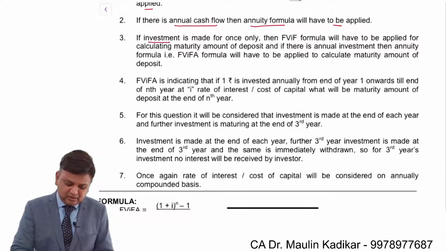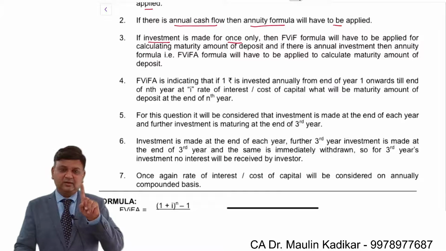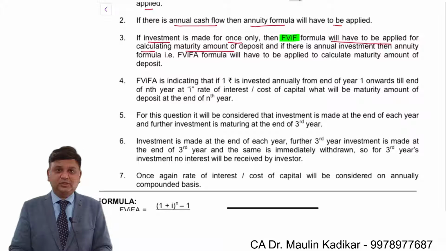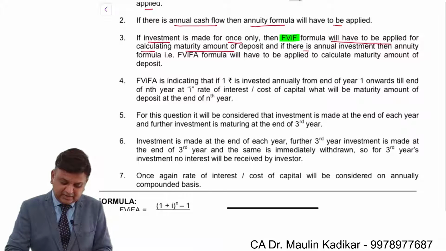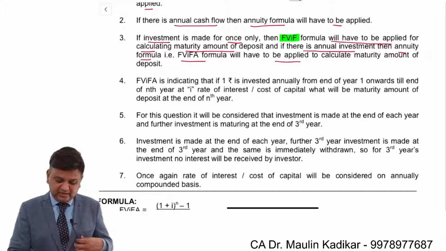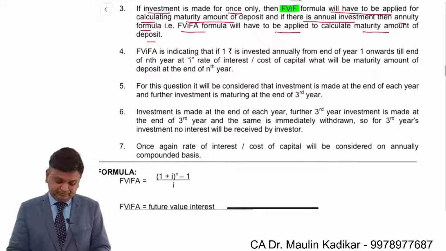If investment is made only once, then the FVIF formula will have to be applied for calculating maturity amount of deposit. If there is an annual investment, then the annuity formula, that is the FVIFA formula, will have to be applied to calculate the maturity amount of deposit.